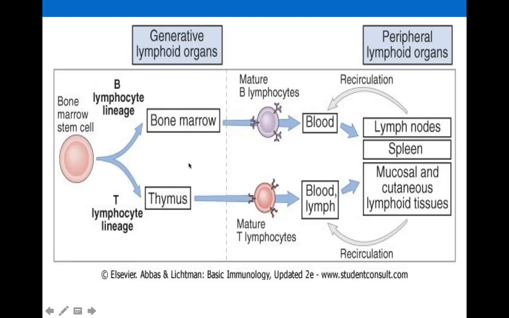Okay. Next, from the bone marrow stem cell, when it differentiates in the thymus, there is a T lymphocyte lineage. It will have its maturation there, and it will go to the blood and lymph. Just like your B lymphocyte, it will go to the peripheral lymphoid organs such as this, and it will be recirculated back again to the blood and lymph.